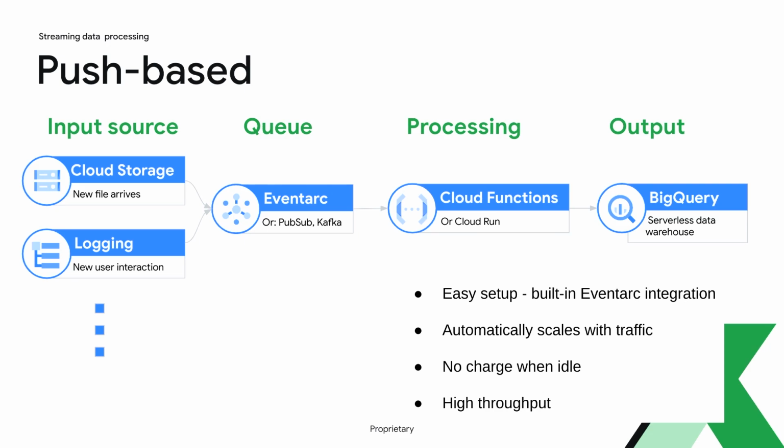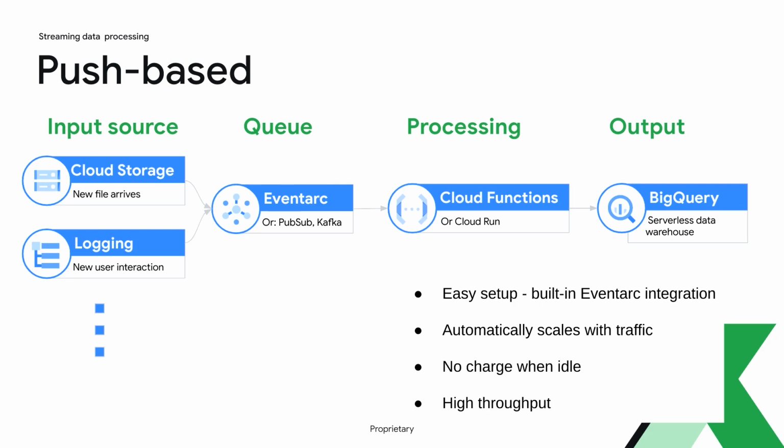What this looks like is you tend to have an input source, for example, Cloud Storage or Cloud Logging. Then you have a queue system. That could be Cloud Pub/Sub, Eventarc, maybe Kafka. And then you have some sort of serverless endpoint, automatically scaled, like Cloud Functions or Cloud Run, that does the actual data processing. And then finally, you write out the output to some place like, for example, BigQuery or a database.